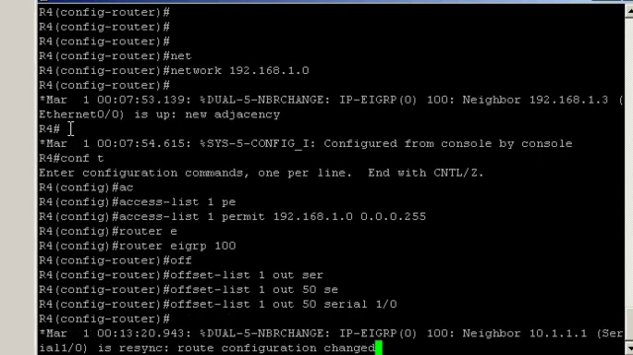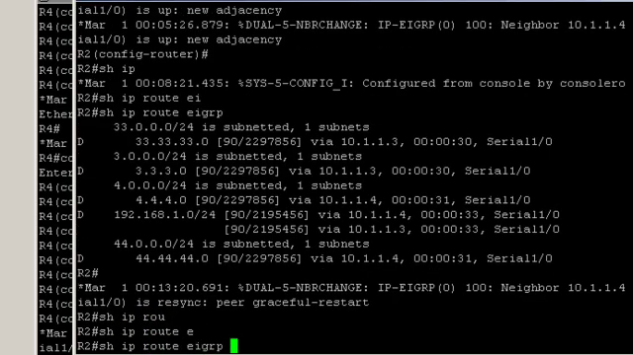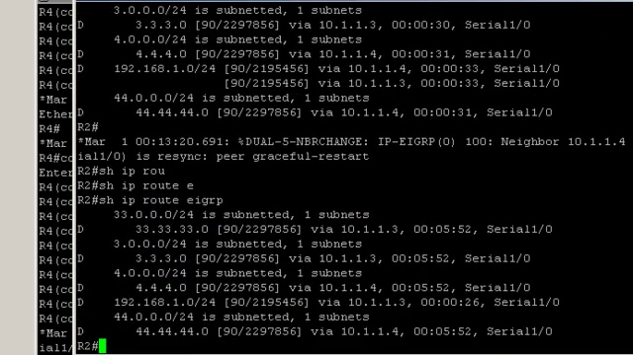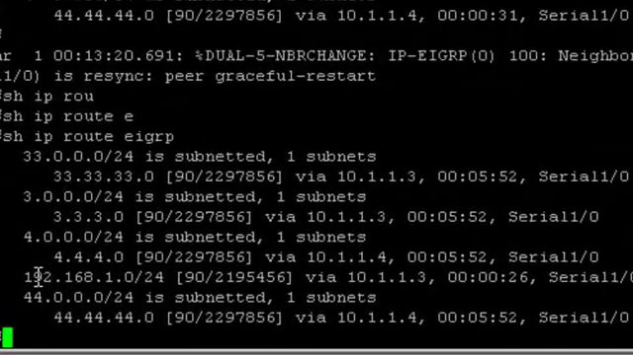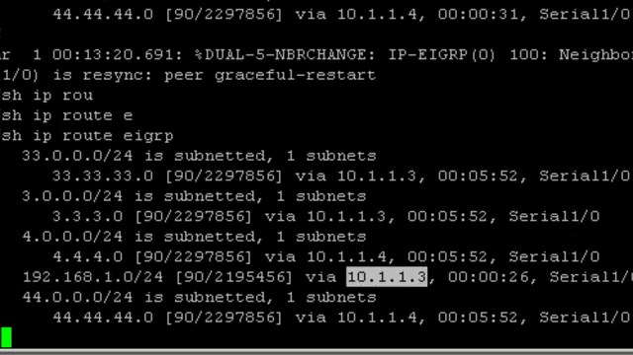Now let's look at router 2's routing table. Show IP route EIGRP. So now we see that router 2 has only one route to 192.168.1.0/24, and that's via router 3. Now it doesn't mean that we're blocking updates coming from router 4. Remember that by default EIGRP does equal cost load balancing, and since the route via router 4 has a higher cost, it doesn't appear in the routing table anymore.